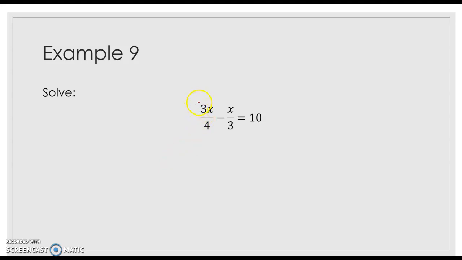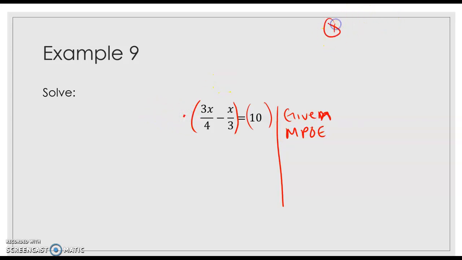And so the best way when working with equations to get rid of fractions is to use, write my given here, to use the multiplication property of equality, and I'm going to multiply by the LCD. Multiply by the LCD, and that will get rid of my fractions. So 4 and 3 LCD is 12. So we're going to multiply both sides by 12.